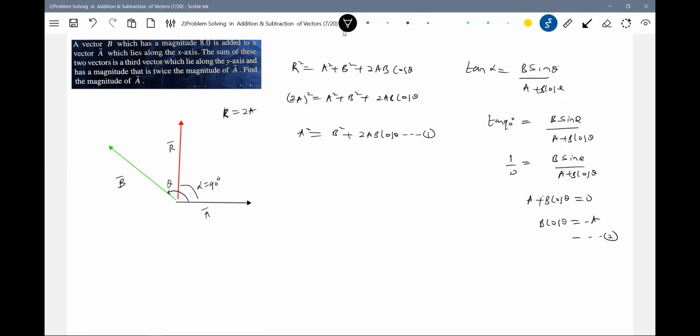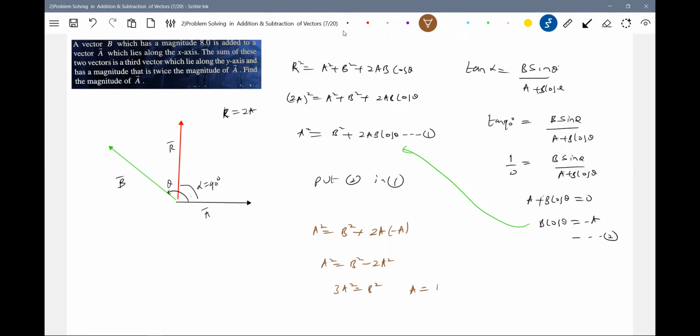Call this equation 2. Now put 2 in 1. When you substitute 2 in 1, you substitute B cos theta as minus A. So let's solve the next step. This will be A square plus B square plus 2A times B cos theta, which I'll write as minus A. So this becomes 4A square equal to A square plus B square minus 2A square, so 3A square equal to B square. Therefore A equals B by root 3. What is the value of B? In fact, B is equal to how much? It was 8, no?